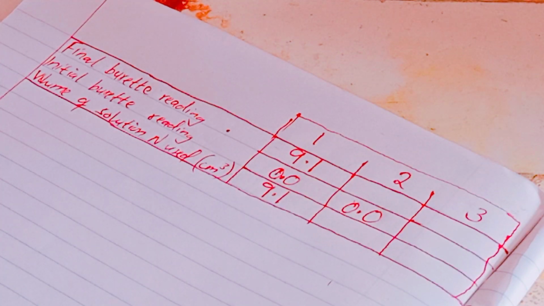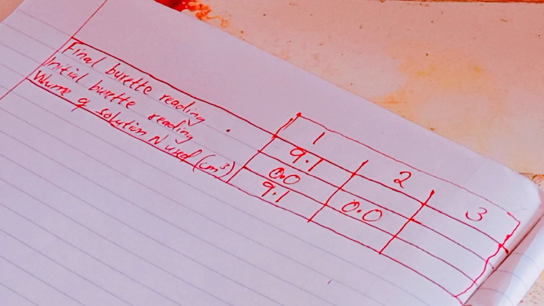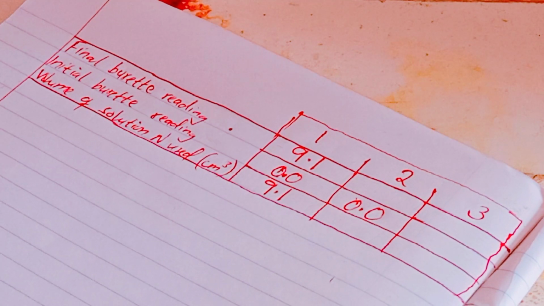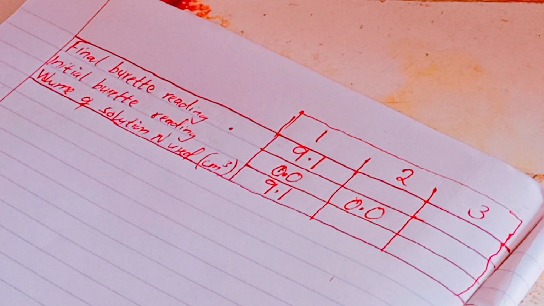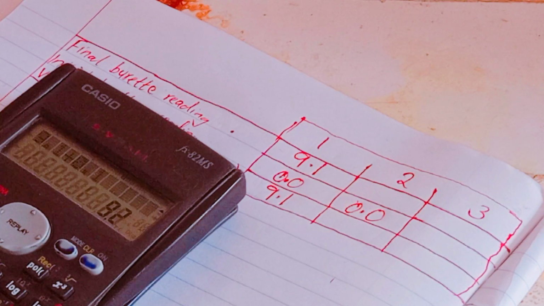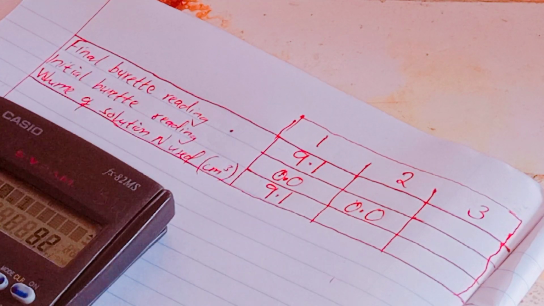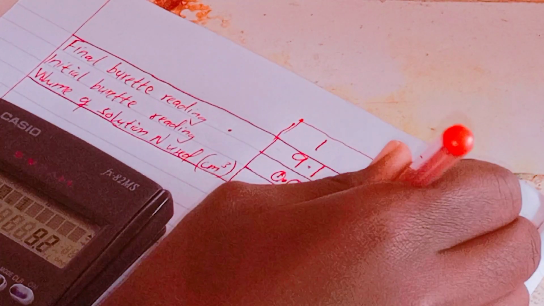Now for the second experiment, the final burette reading will always be plus or minus 0.1 of the first final burette reading. Our first final burette reading was 9.1. So you add 0.1 or subtract 0.1, giving 0.2. That's good. So the final burette reading for the second experiment will be 9.2.